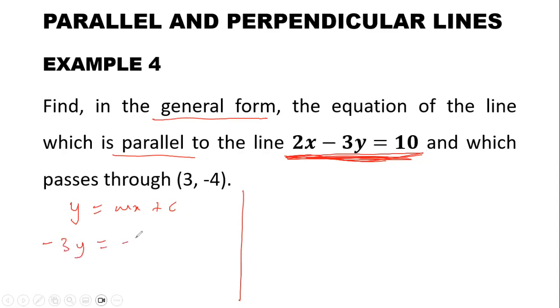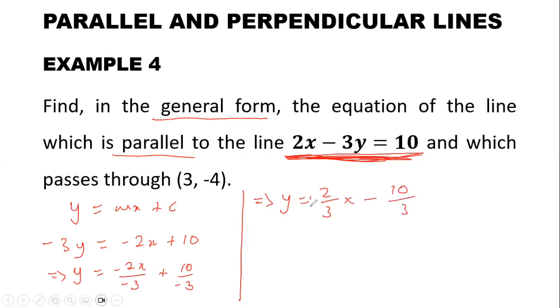So we rearrange this equation in the gradient-intercept form, and this becomes -3y = -2x + 10. Dividing through by -3 implies that y = -2x over -3 + 10 over -3. This implies that y, negative cancels negative, so it becomes 2 over 3 x - 10 over 3. In this form, we're able to tell that the gradient of the line is 2 over 3. So m1 is 2 over 3.